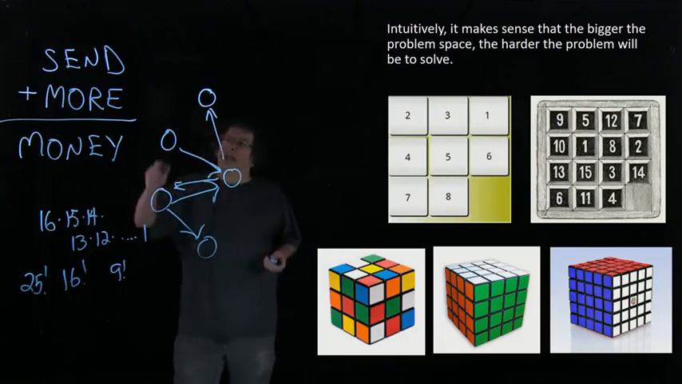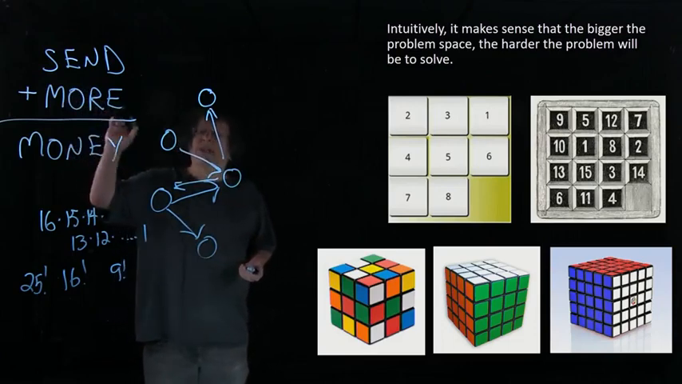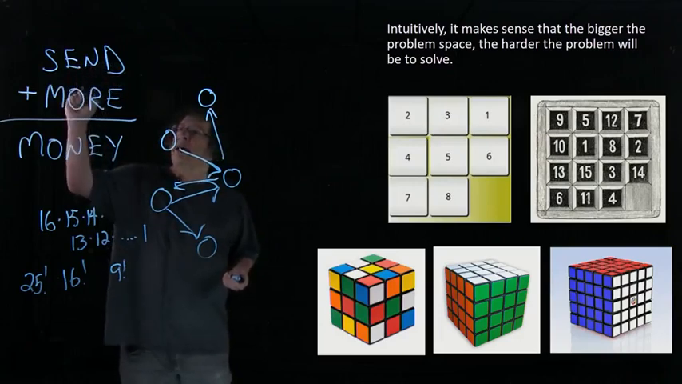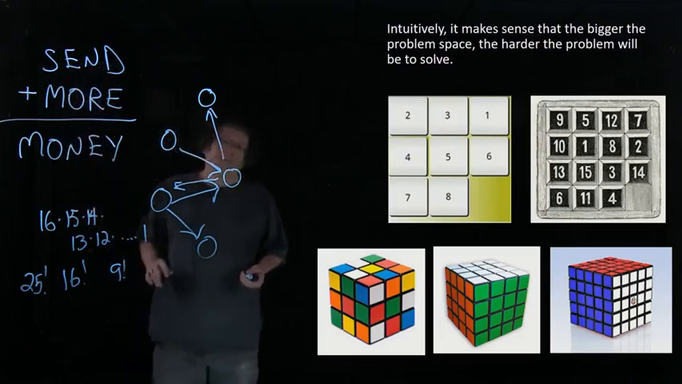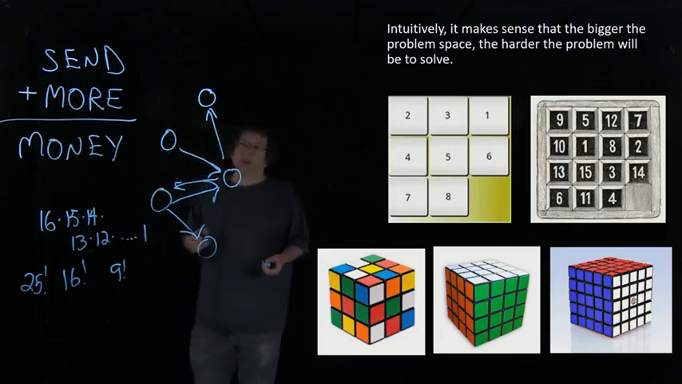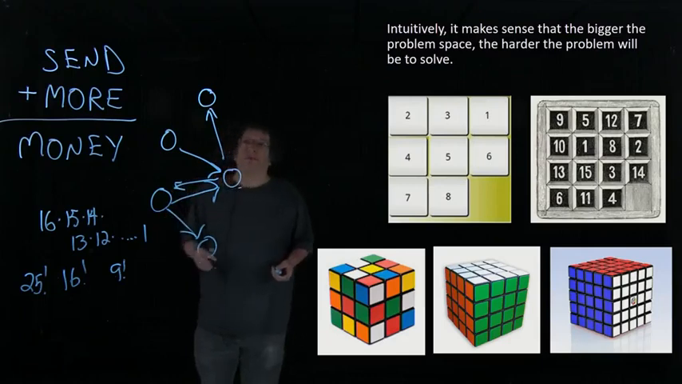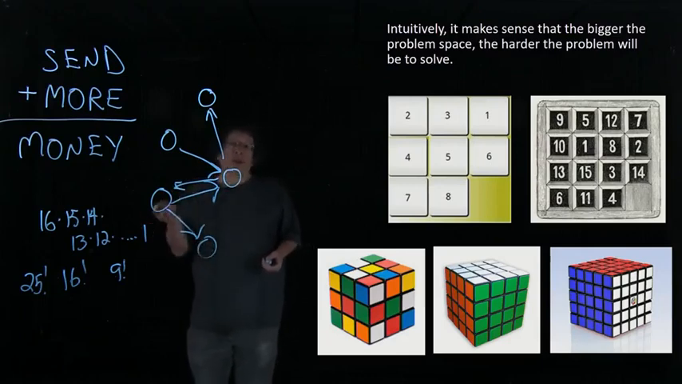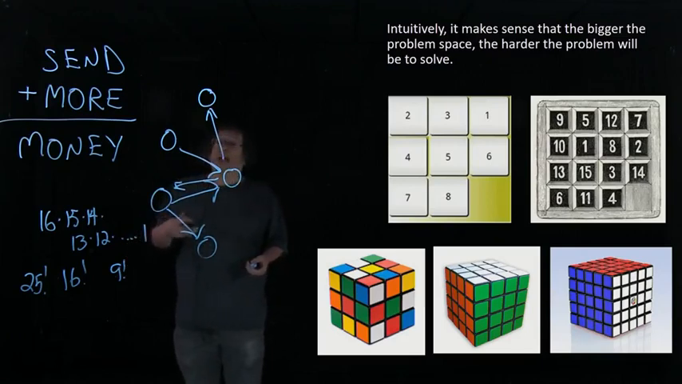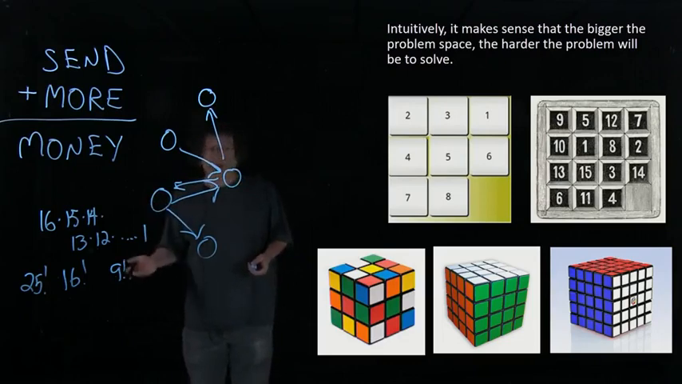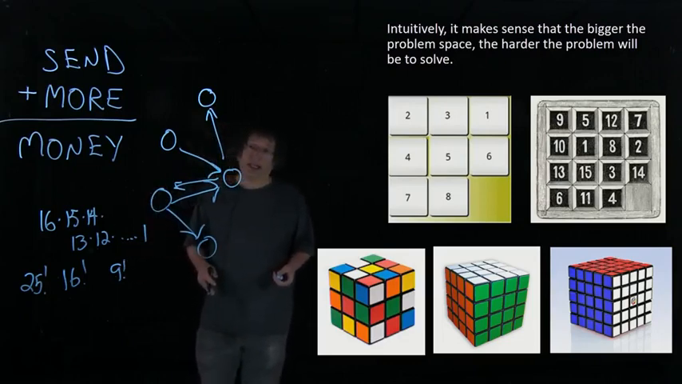We'll say that there are 8 distinct letters in this puzzle: S, E, N, D, M, O, R, and Y. By the same kind of reasoning that we used with the 8-9 puzzle, we could assign 1 of 10 digits to S, anything from 0 to 9. Once we've made that assignment, we only have 9 digits left that we could assign to E. Once we've made that assignment, we only have 8 digits left that we could assign to N.